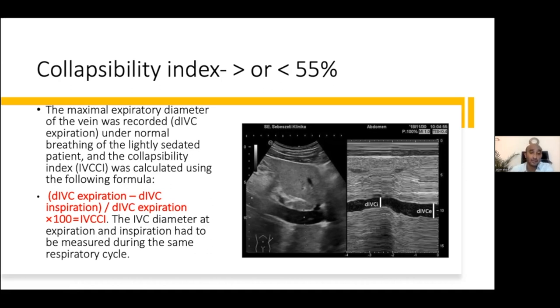So you can keep the probe in the subcostal view at time zero, and then give the fluids and see what happens to the indices. This is commonly used, and it's quite popular with the intensive care doctors and also the emergency medicine doctors.